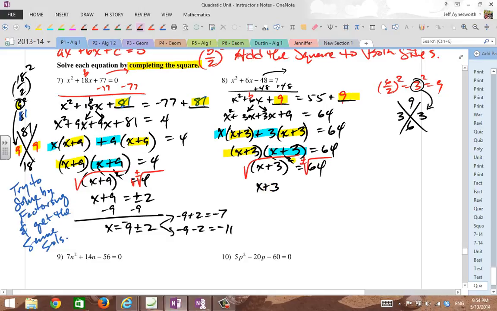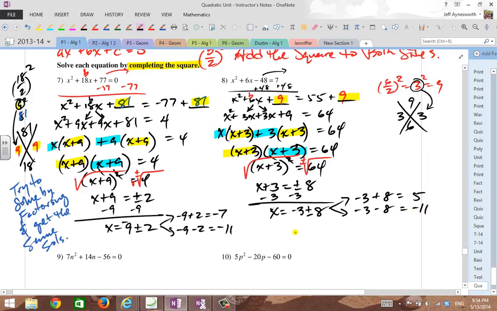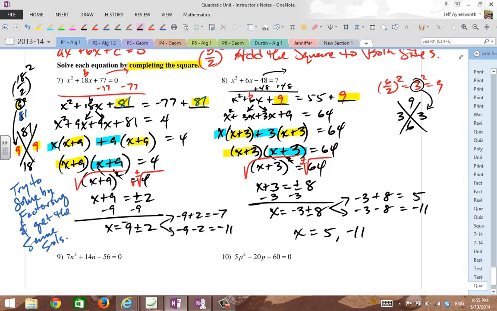Okay? The square root cancels out the square, giving you x plus 3, plus or minus root 64, which is 8. All right, I need to subtract 3, and I get x equals negative 3, plus or minus 8, which means two things. Negative 3 plus 8, which is 5, and negative 3 minus 8, which is negative 11. So once again, I have two answers, 5 and negative 11, in either order. All right, now that's 2 out of the 3.